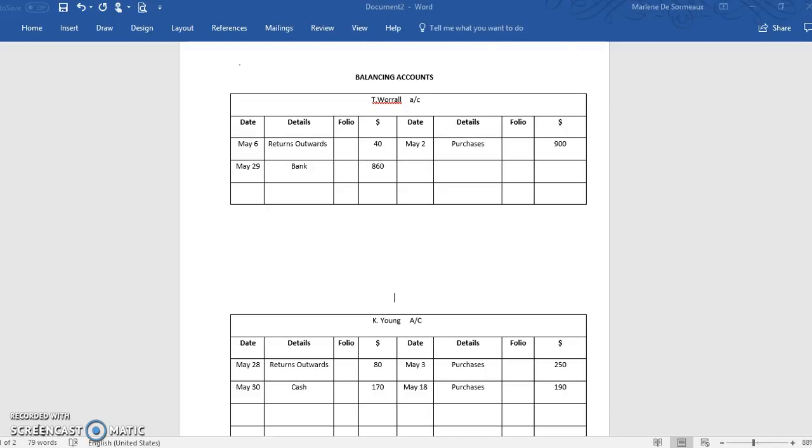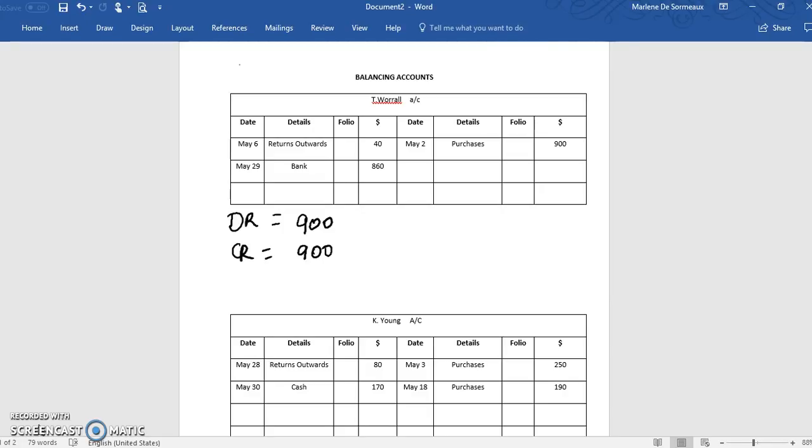Okay, so the first one we have is the account for T-Worrell. And T-Worrell has transactions on the debit side and on the credit side. So the first stage in balancing accounts would be to calculate the total monetary values of each side. So let us do that. On the debit side, you'll find the debit side will give you $900. And then when you calculate for the credit side, you'll get $900.